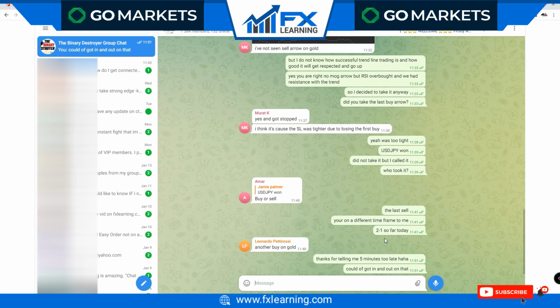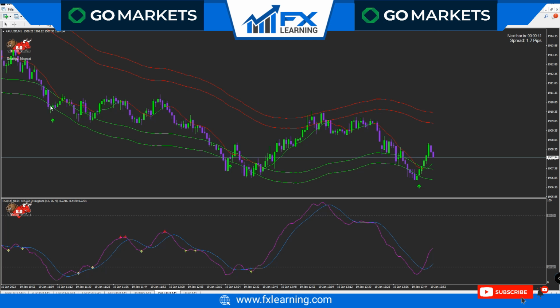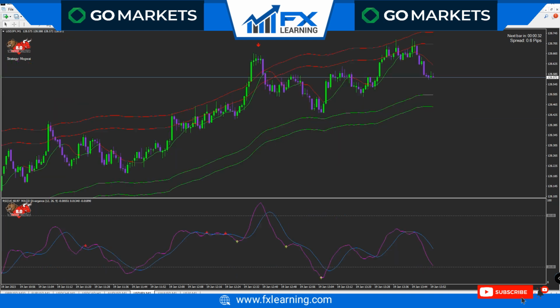Yeah, last sell. So currently on around 2-1 so far today. We got a loss on gold. I'll actually show you. Most of them were on gold. We had that buy here. We got stopped out. Re-entered here. Won the trade. And then obviously this one here, USD JPY. We took that nice little sell at the top there. So it's been a good all-round trading session.